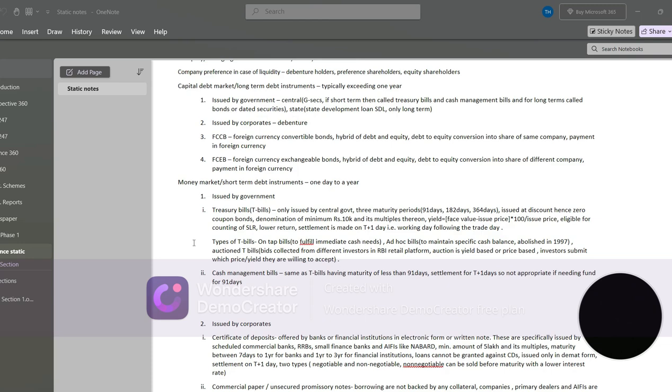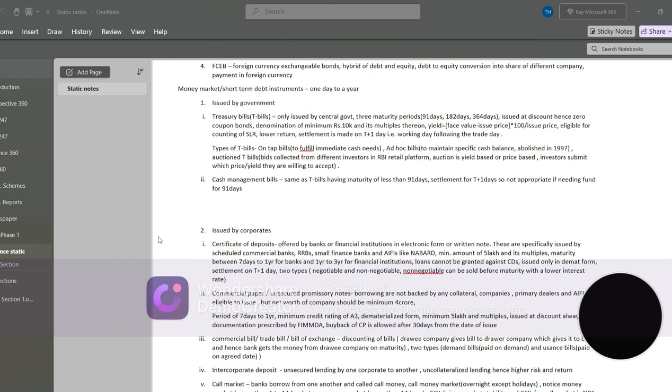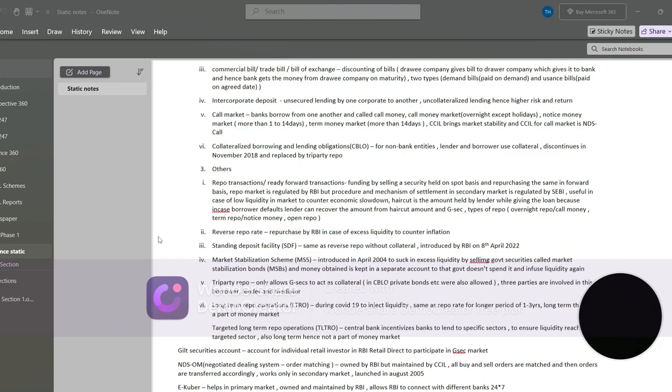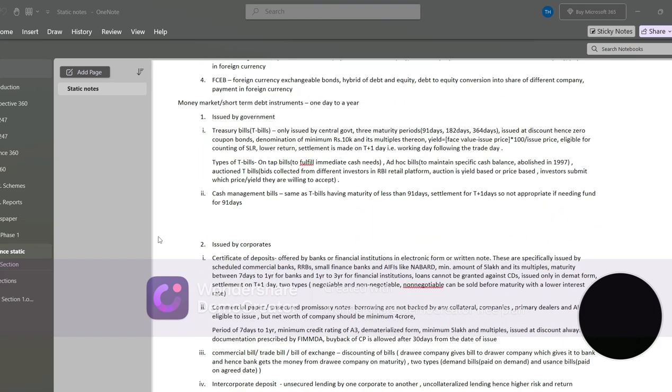Now coming to money market. This is basically short-term debt market. So this exists for 1 day to 1 year, and this can also be issued by government, issued by corporate, and third is others. Now, first is issued by government. Government can issue two types of debt instruments. First is T-bills, treasury bills, and second is cash management bills. Treasury bills are only issued by central government, and they have three kinds of maturity period: 91 days, 182 days, and 364 days.